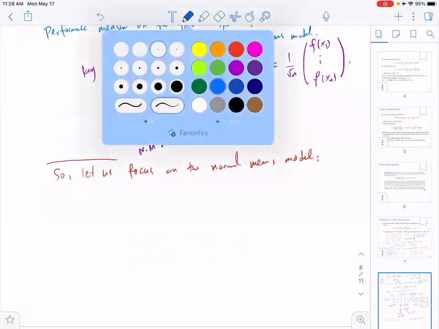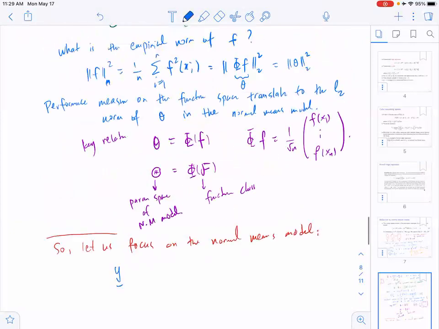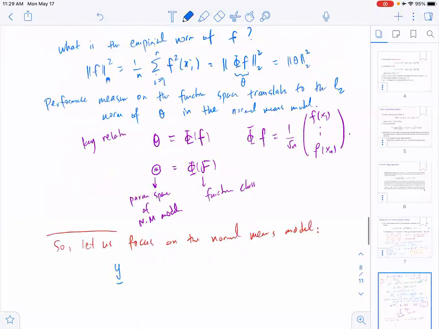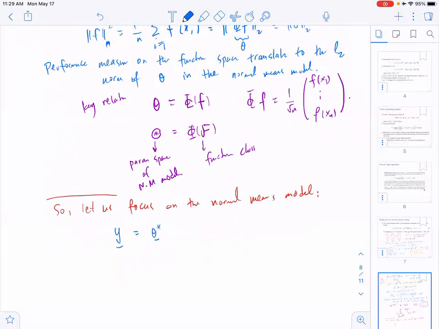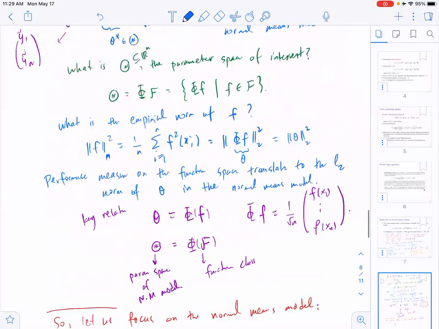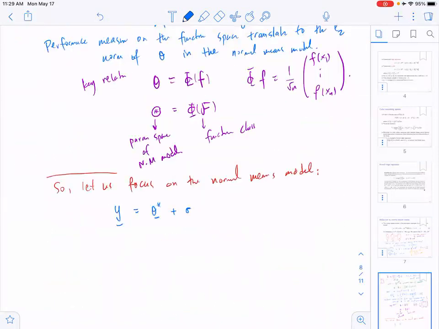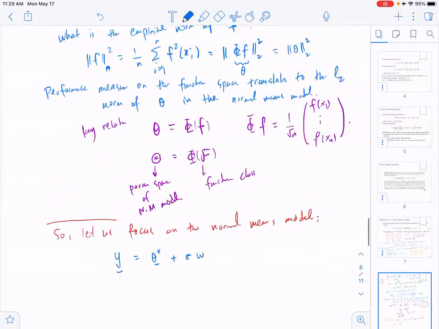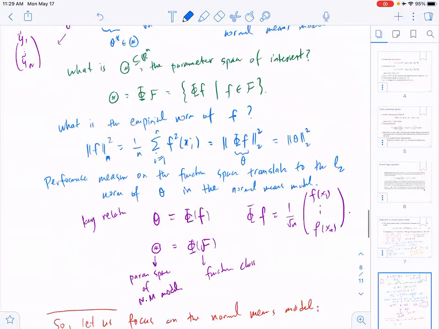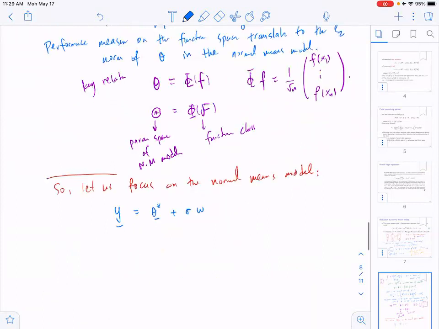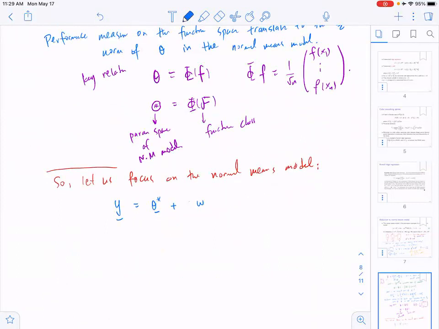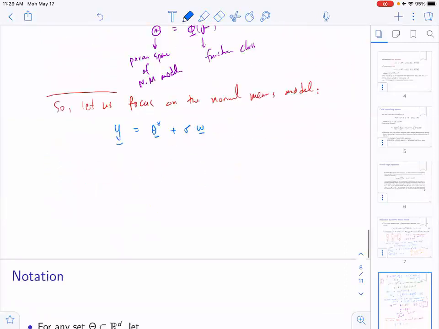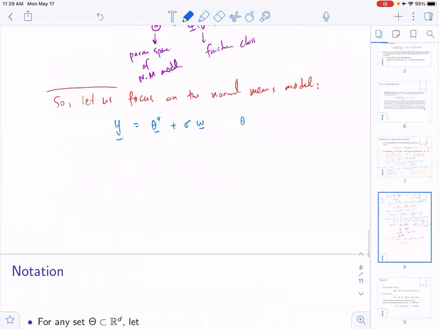So the normal means model would be, I'm gonna forget about the tilde, y is equal to theta star plus, I'm gonna write it as sigma w, and then later for the functional version, we need to change sigma to sigma over root n, as you can see. But let's focus on the normal means model. So what is a good estimator? So theta star is in theta.